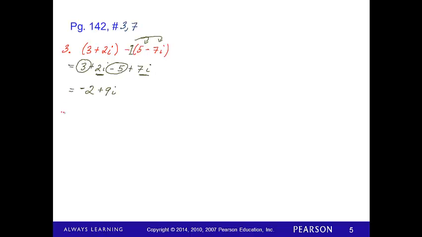Alright, let's look at number 7 now. Number 7 says 8i minus the quantity 14 minus 9i. Well, again, we need to distribute the -1 out front. So let's go ahead and do that. So we have 8i minus 14 plus 9i.